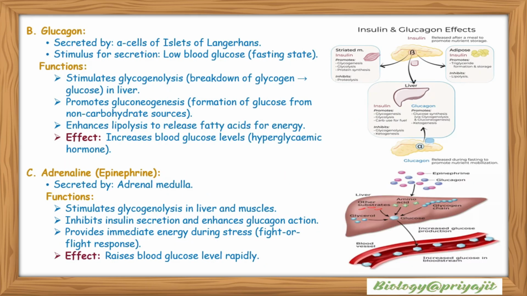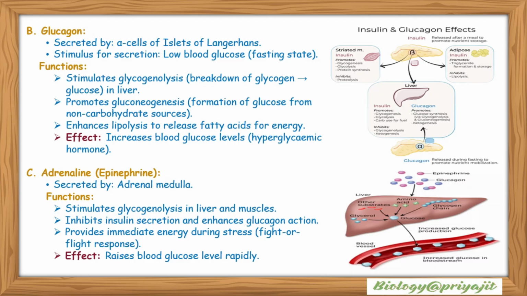Glucagon is secreted by alpha cells of islets of Langerhans, and the stimulus for secretion is the low blood glucose during fasting state. So the functions include: it stimulates glycogenolysis, that is breakdown of glycogen in liver, and it promotes gluconeogenesis, that is formation of glucose from non-carbohydrate sources. It also enhances lipolysis to release fatty acids for energy. Effect: it increases blood glucose level, that is, it is a hyperglycemic hormone.